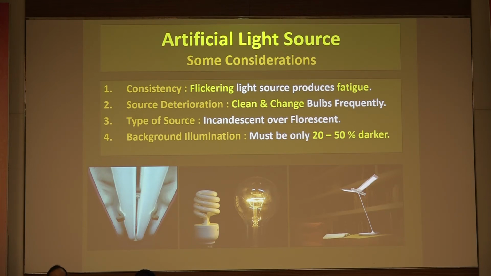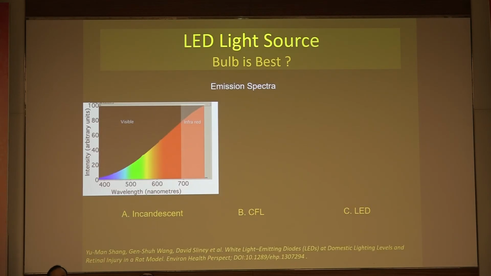And the fourth thing to remember is that the background illumination must be only 20 to 50% darker, otherwise there will be a lot of accommodative efforts and fatigue to the patient. So now what is the best bulb to use? There you see the emission spectrum of a regular incandescent yellow bulb. So you can see there is very little blue emission, but a lot of red and infrared emission. So this mimics the daylight sunlight pattern too.